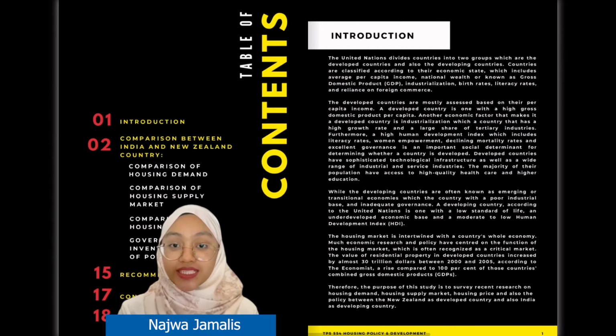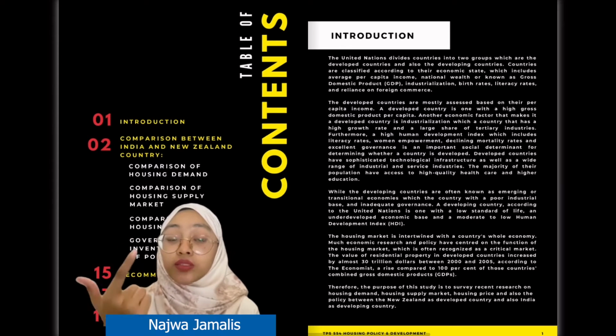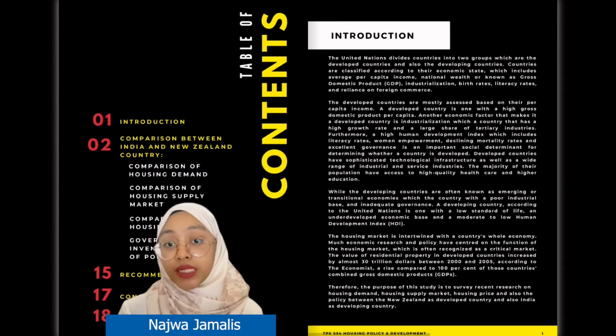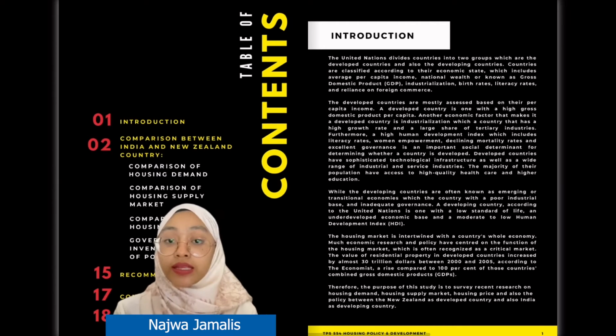The United Nations classified countries into two groups, which are developed countries and developing countries. It is classified by the economic state, such as the average income per capita, the gross development product, the life rates, the birth rates, and many more. A developed country is a country that has a high gross domestic product.